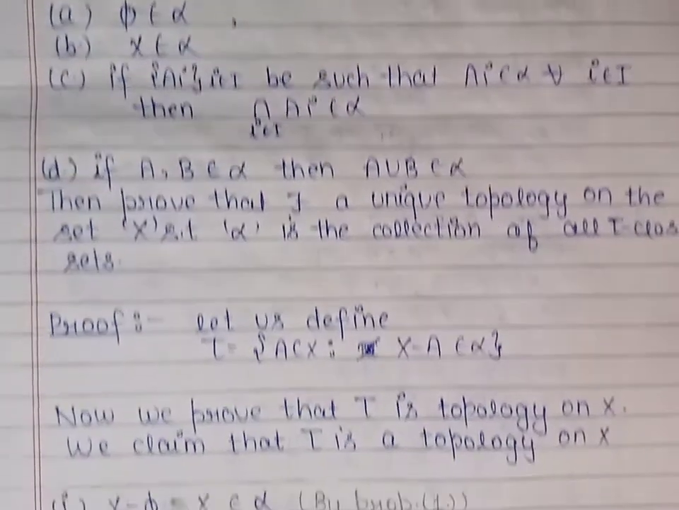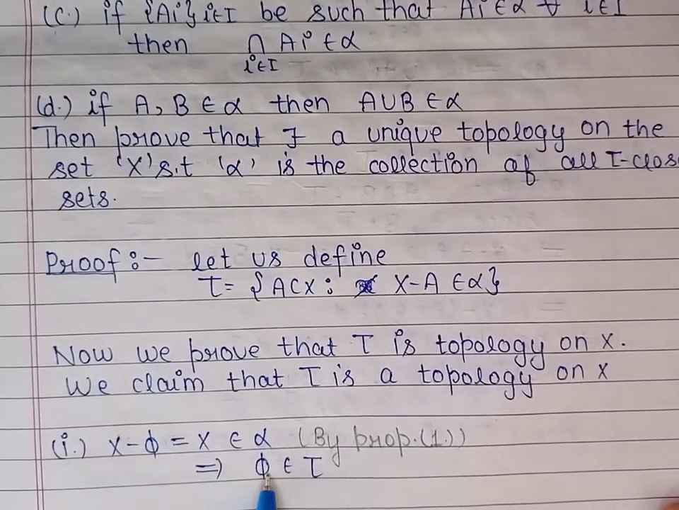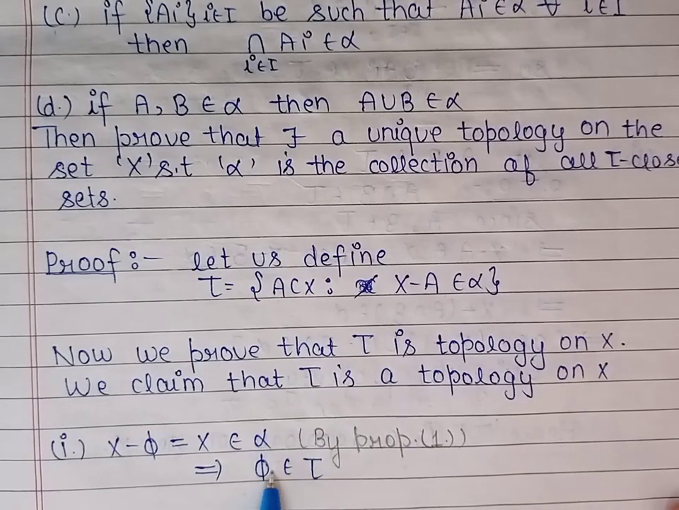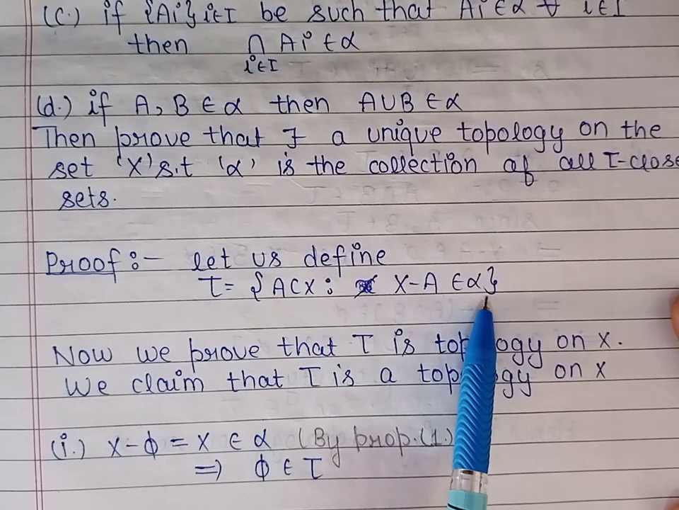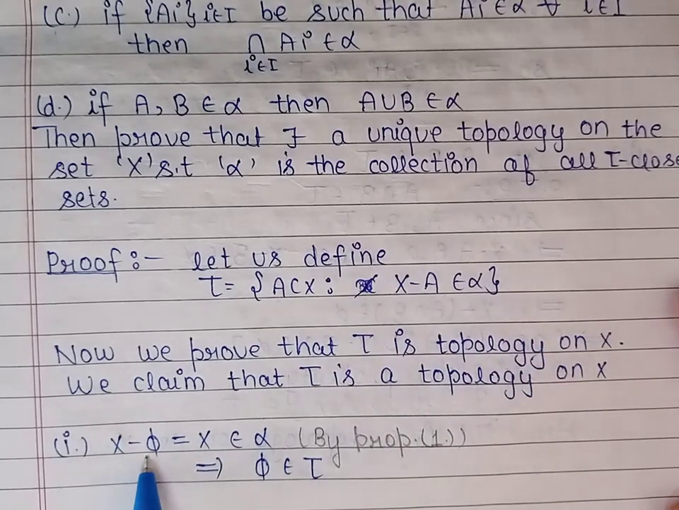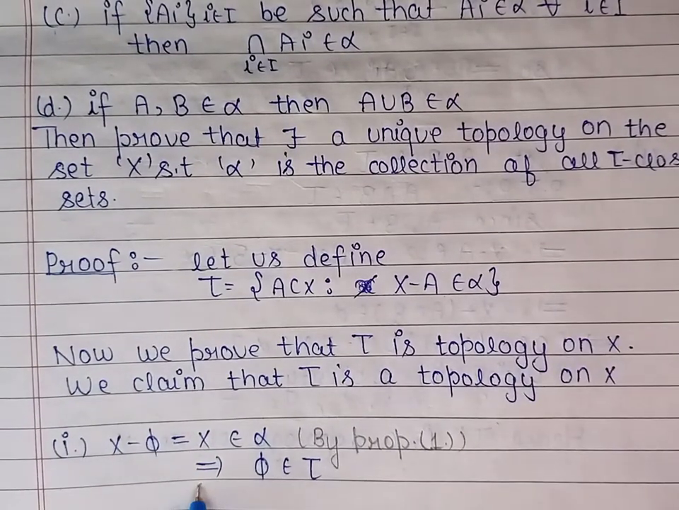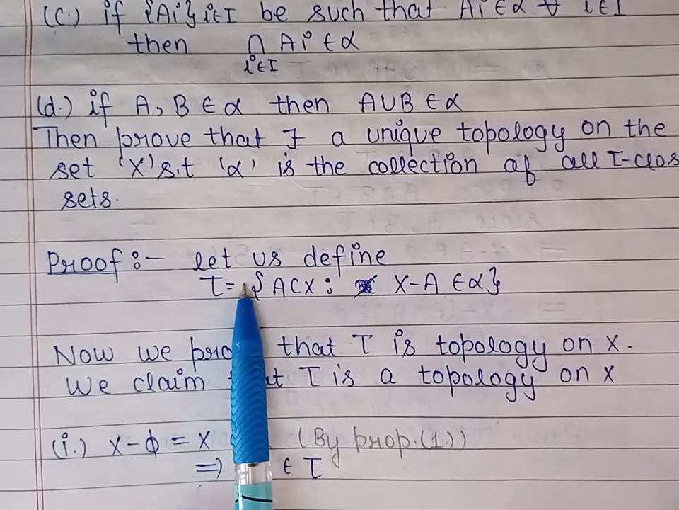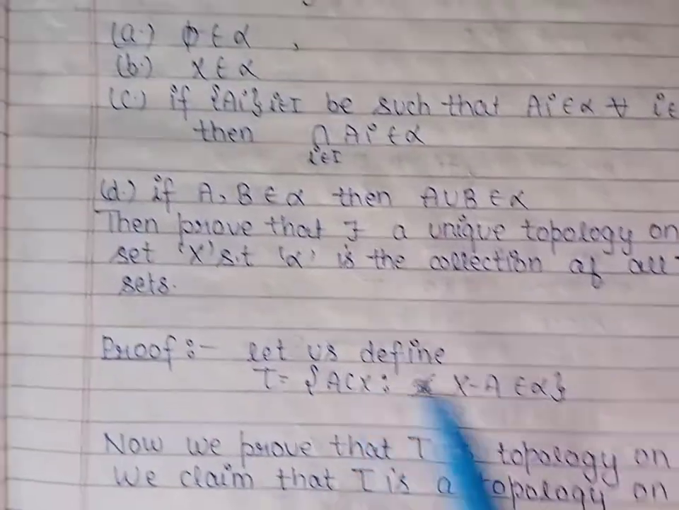Now let us verify the conditions for being a topology. The first condition, we have to check that phi belongs to tau. Now phi belongs to tau if its complement belongs to alpha. So let us find the complement of phi. Now complement of phi means X minus phi. X minus phi is X and X already belongs to alpha. So by definition of this collection, we can say that phi belongs to tau. So we have verified the first condition.